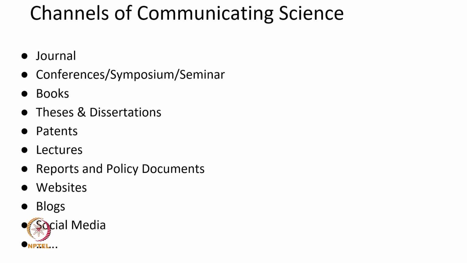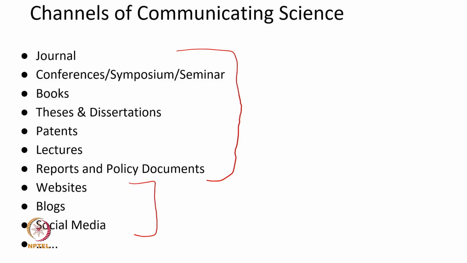So various channels are available for the scientific community to disseminate the science. Some of the popular channels are listed here, like journals, conferences, symposia, seminars, books, thesis and dissertations, patents, lectures, reports, and policy documents. And in recent times, with the emergence of the internet and the World Wide Web, other outlets like different websites, blogs, social media platforms like Twitter, LinkedIn have become popular among the scientific community to disseminate their research.